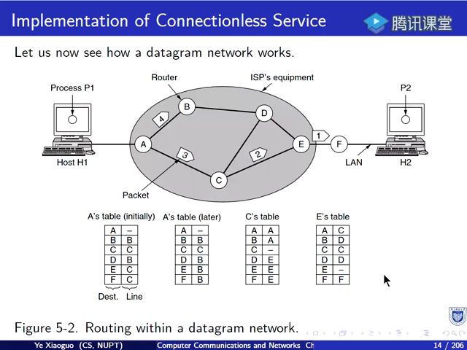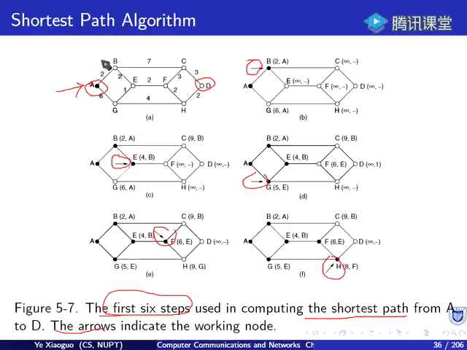So this figure shows the routing within a datagram network. The routers in the network each have a routing table, and the routing table probably changes. This is initially, but after some time, later, it changes to this one. This is a datagram network. The routers deliver packets in a datagram network based on the routing table, and each packet carries its full destination address.